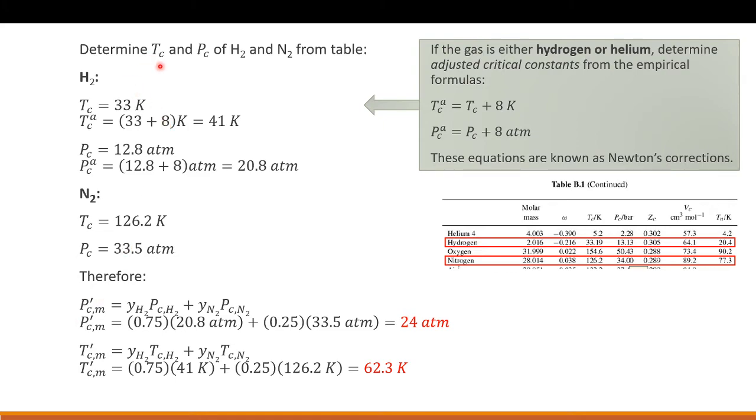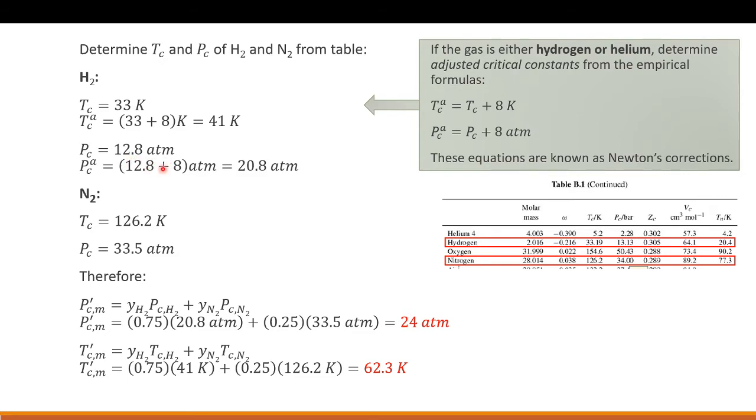So we need Tc, the critical temperature, and the critical pressure of hydrogen and nitrogen, which we can determine from the table over here. So for H2, the critical temperature of hydrogen is 33.19. I'm writing it as 33 Kelvin. And the critical pressure over here is in bar. I've converted it to ATM. So this one is 13.13 bar, which also equals 12.8 ATM.